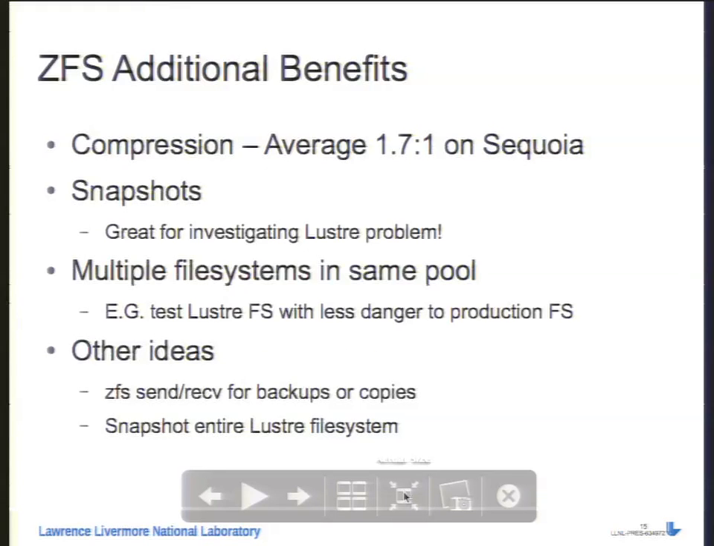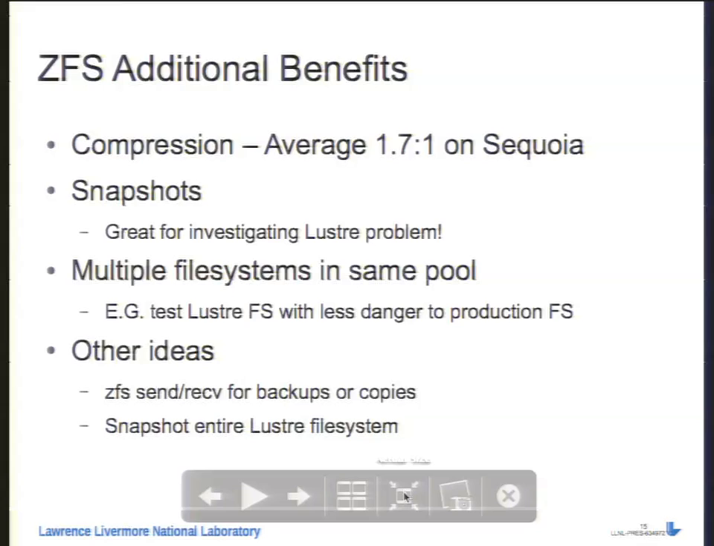ZFS has a lot of additional benefits that we knew about, but didn't necessarily see initially how they were going to be useful for Lustre. Compression is one of them. We were like, well, it seems like a good idea, but what impact is it going to have on performance? It turns out not much. Performance stays about the same with compression turned on, but you get compression. It really saves you space. We have over 400 million files in our file system already, and that's not even 5% of the file system. And we're averaging around 1.7 to 1 compression, so we're clearly saving a lot of space.